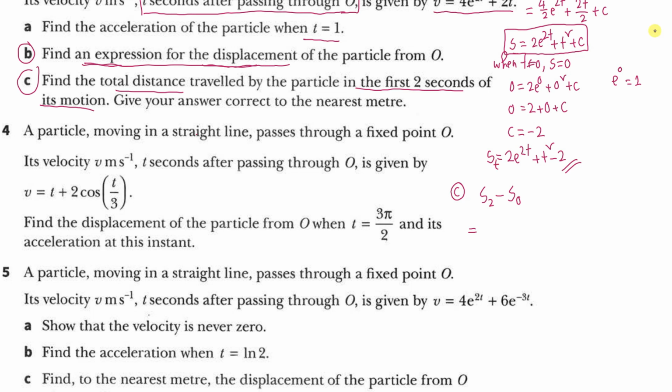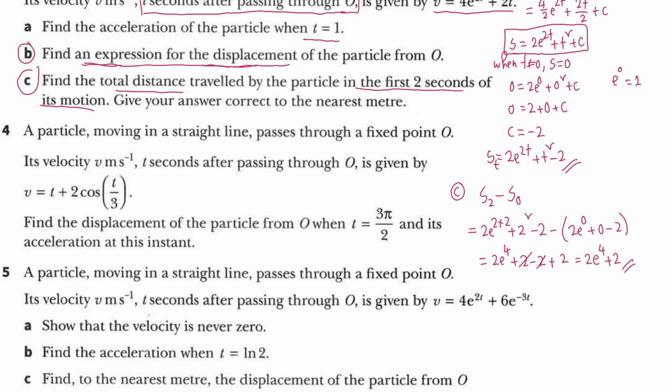So we are going to put the value 2 here: 2e^(2×2) plus 2² minus 2, minus, if we put 0 there, it becomes 2e^0 plus 0 minus 2. Then finally 2e^4 plus 4 minus 2 is 2, minus 2, and again plus 2. The 2s we can cancel out, so 2e^4 plus 2.